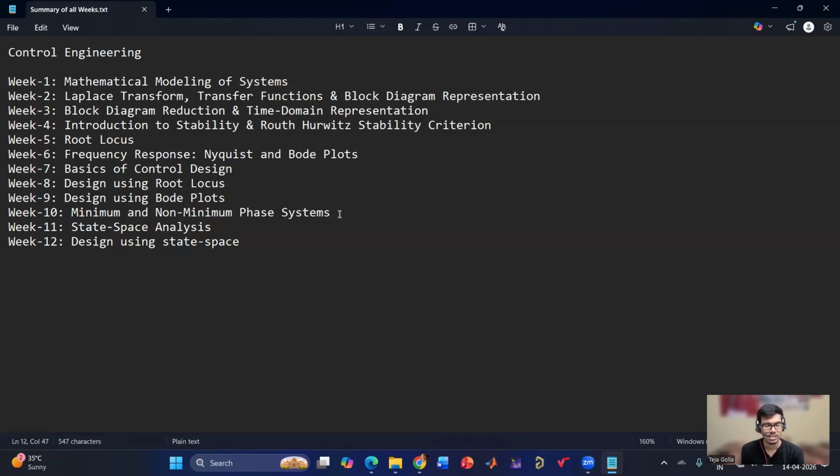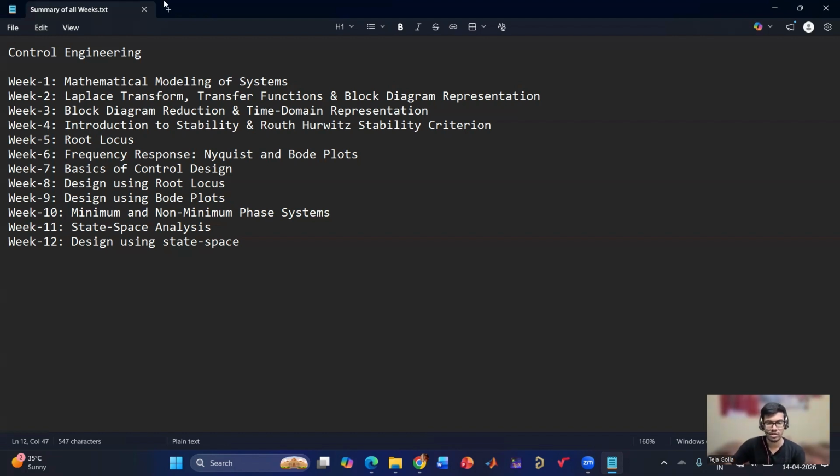In week seven, we discussed the basics of controller design. Then we moved to design using root locus and design using Bode plots. Then we also discussed minimum and non-minimum phase systems. Then in week 11, we discussed state space analysis. And in week 12, we discussed design using state space.